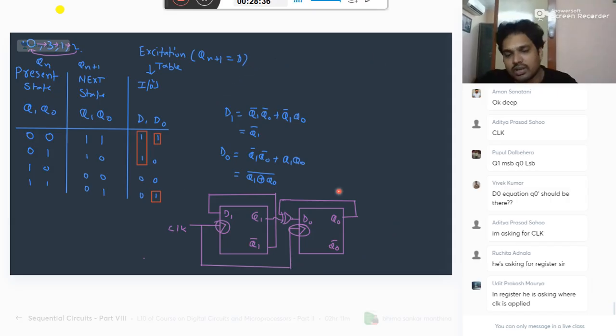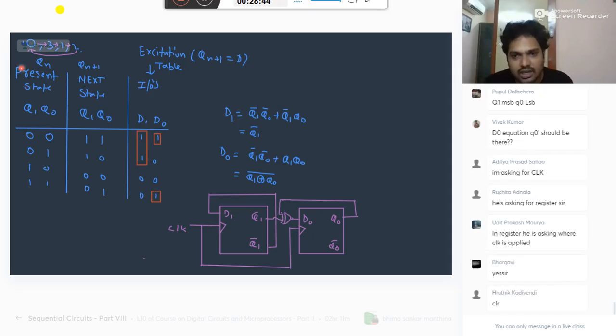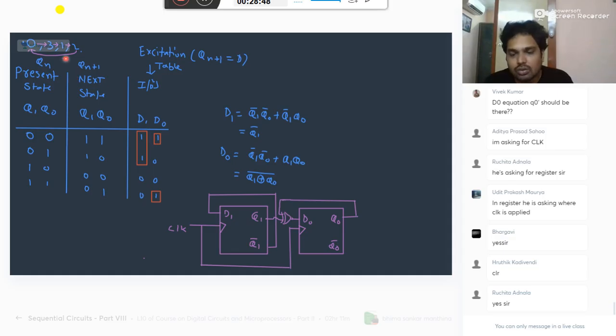Okay, so shall we move further? Any other doubt, please ask. Design a few more circuits. This is the process of the design. What is the process of the design? This is the present state. What is the next state, according to the question, according to your requirement? Then what are the inputs to be given? So you understand how this process comes.